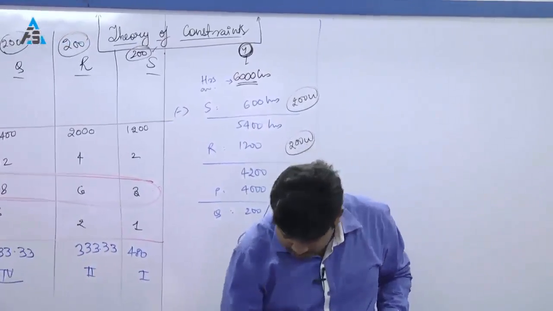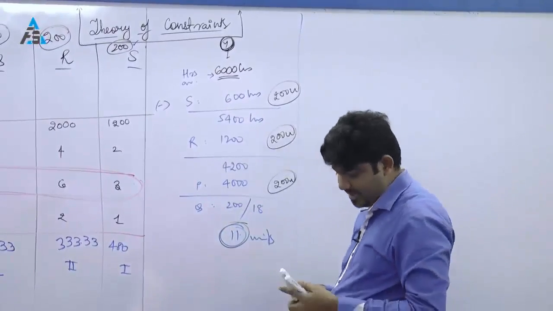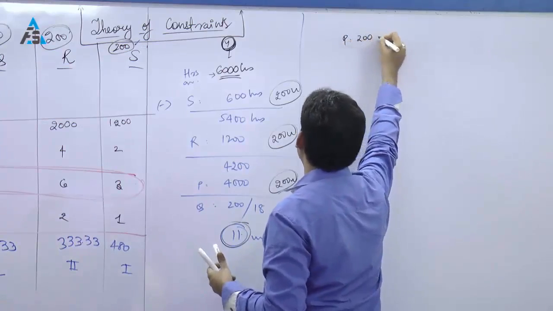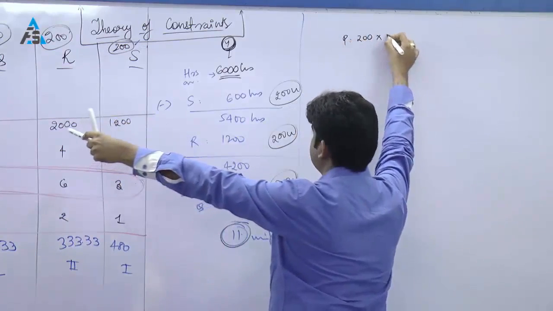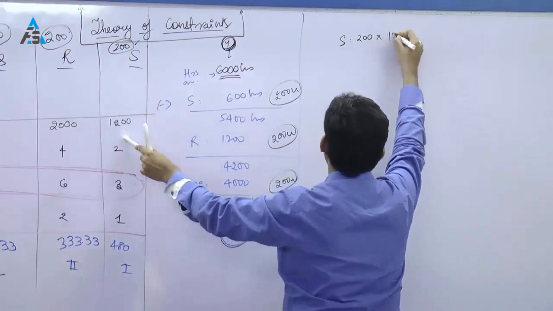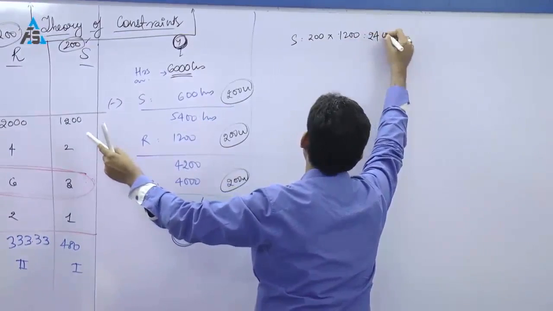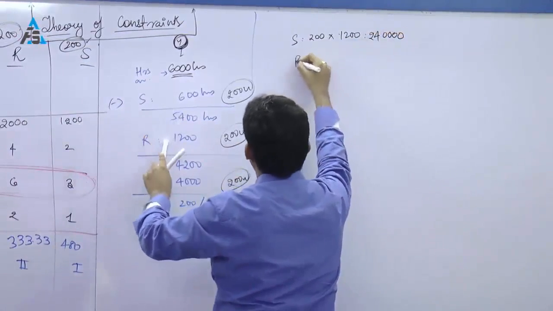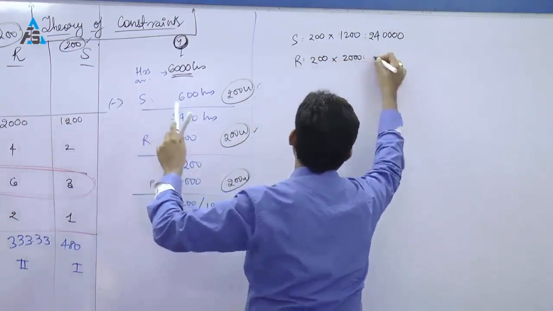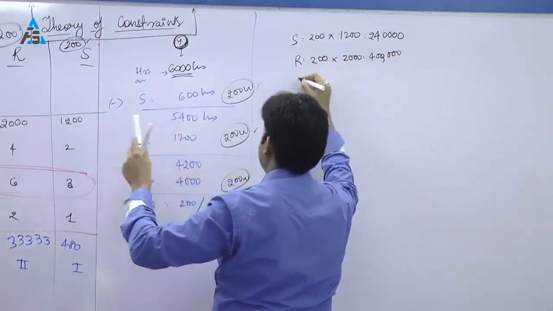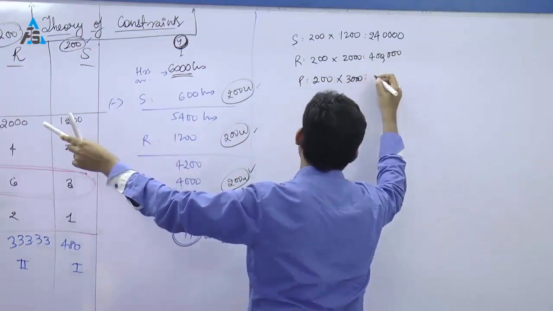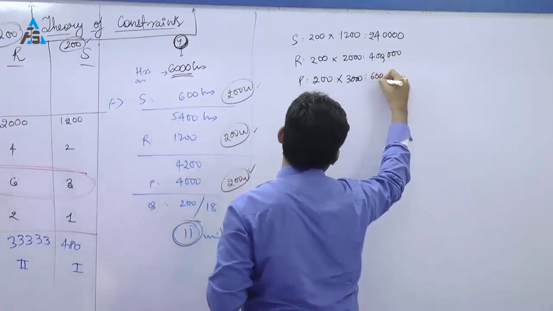Part 3. Ascertain the profit expected in the month if the monthly fixed cost amounts to rupees 9,50,000. So we will quickly do it, no format needed. We are starting with S. 200 into contribution per unit of S, which is 1,200, works out to 2,40,000. Then we have R. R, 200 units into 2,000 is the contribution that I am going to make, 4,00,000. Then we are going to make P. P also we are able to make 200 units. Per unit I am making 3,000 contribution. So that works out to 6,00,000.